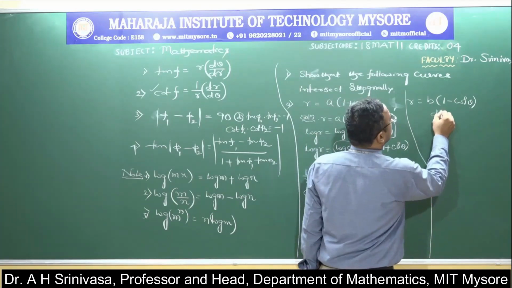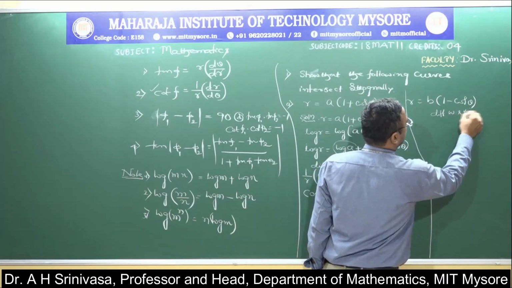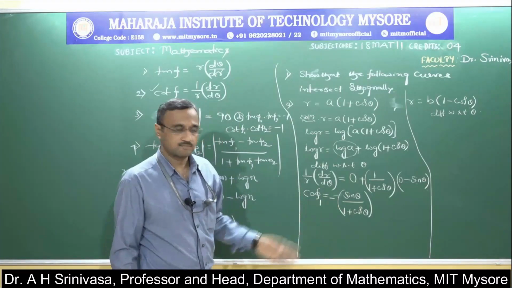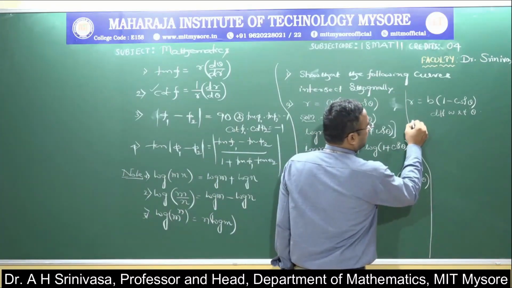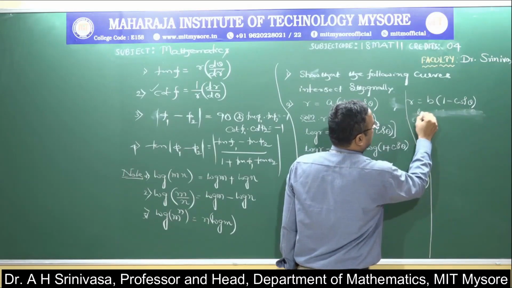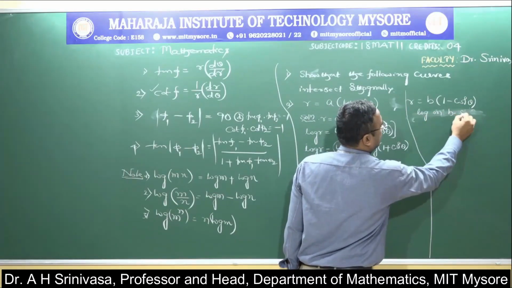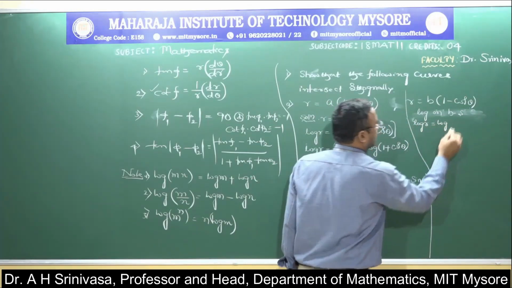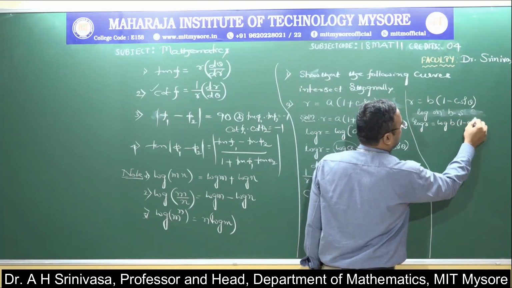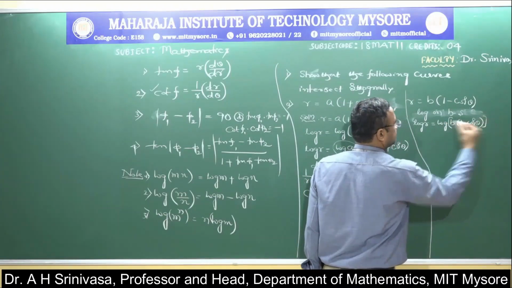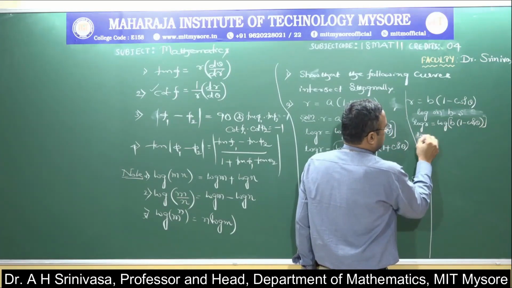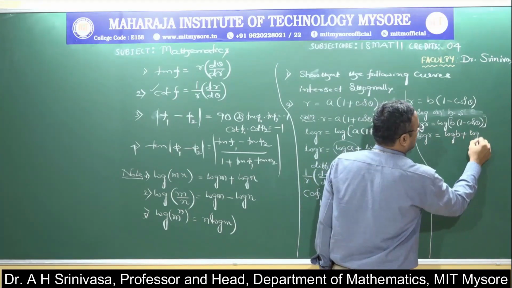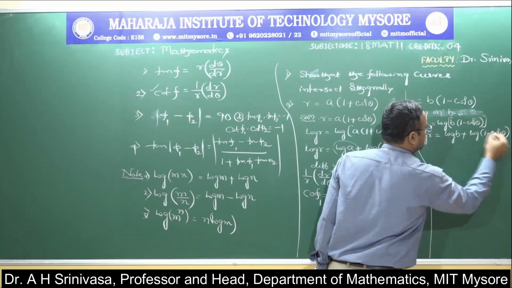Now again differentiate with respect to theta. Same procedure I have to adapt here. Before differentiation, first you have to take a log on both sides. Log on both sides: log r should be equal to log b into 1 minus cos theta. Then log r should be equal to log b plus the logarithm of 1 minus cos theta. Is it clear?